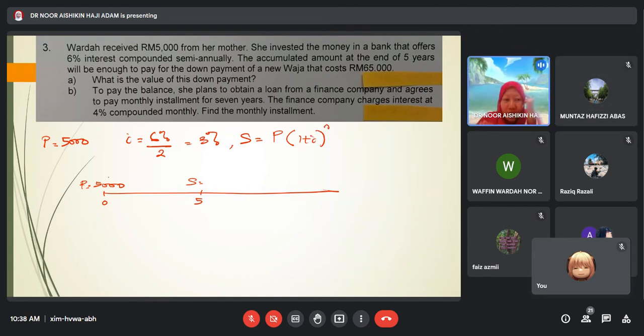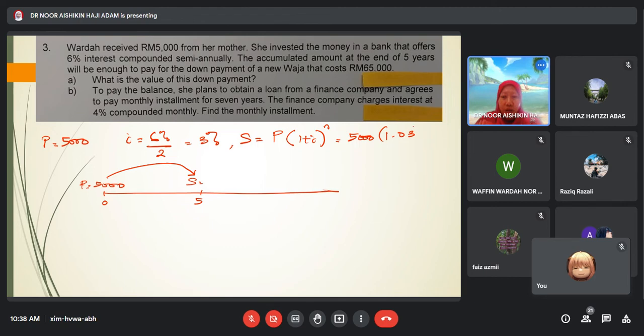Yes. Sebab duit ni, dia cuma simpan sampai sini. In between nothing happens. Dia cuma incur interest sajalah duit tu. Every 6 months dapat interest sebab compounded semi-annually. Masukkan je. So that is 5,000 times 1.03 because I is 3%, 0.03.